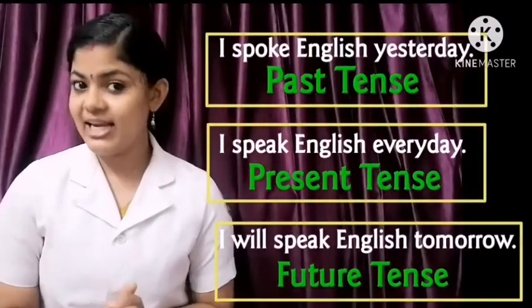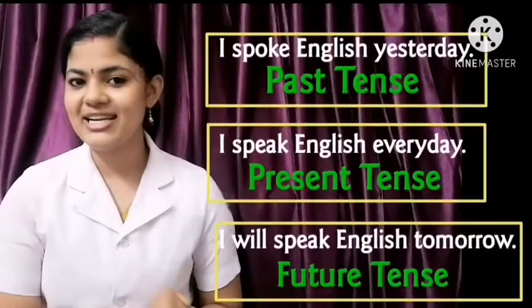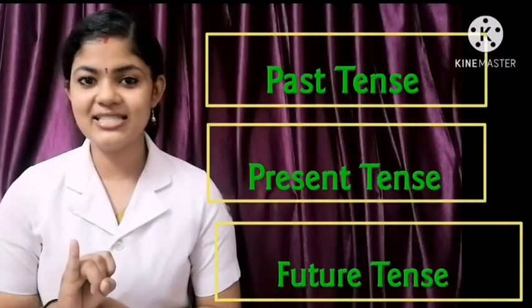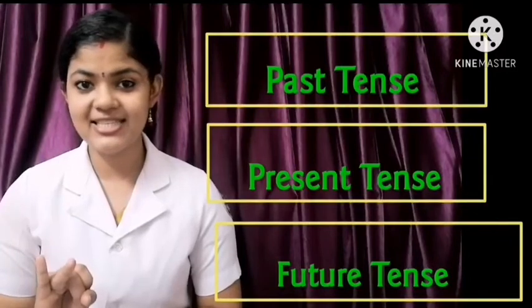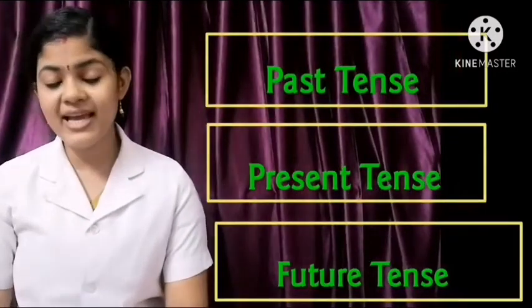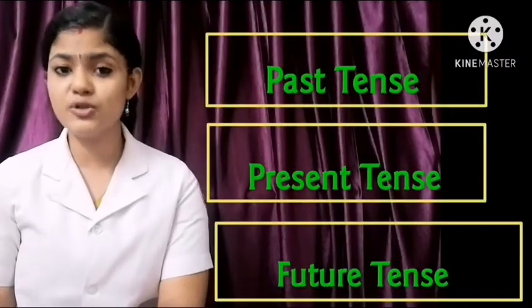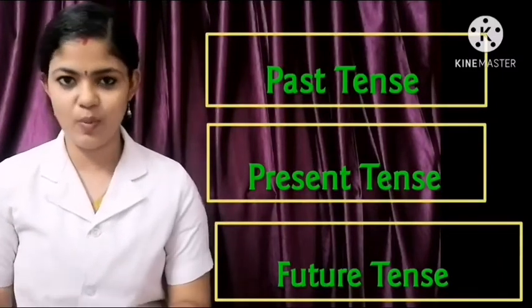So children, in English mainly there are three tenses. Which are they? Past tense, present tense, and future tense. These are the basic tenses in English. There are subsections also, but this is the basic one.